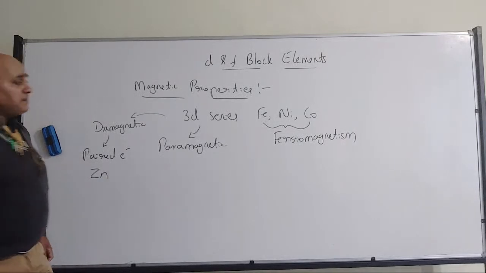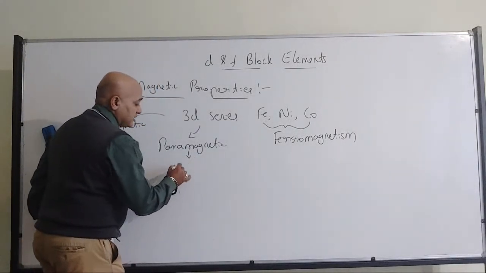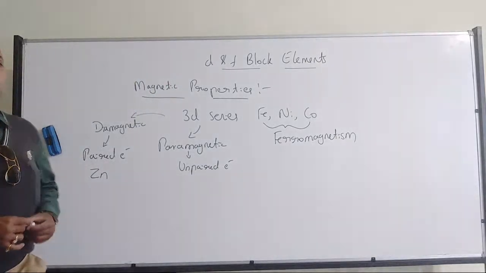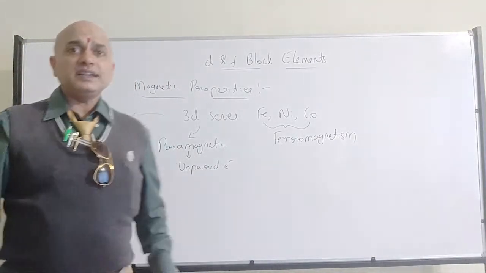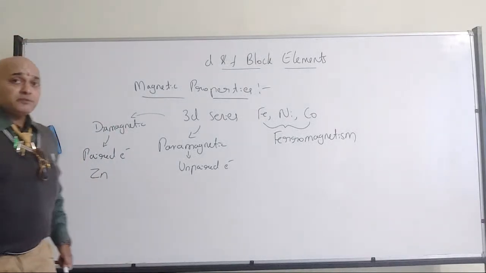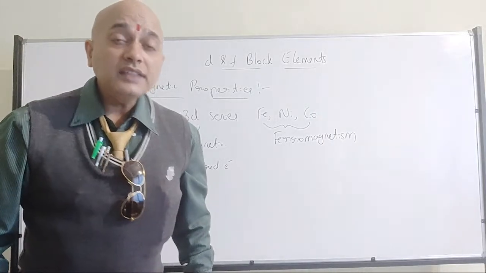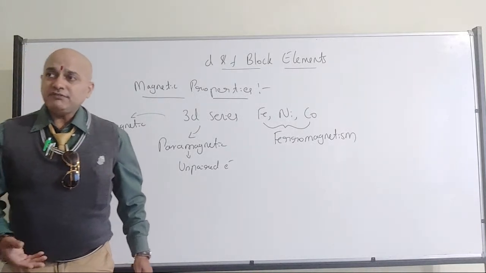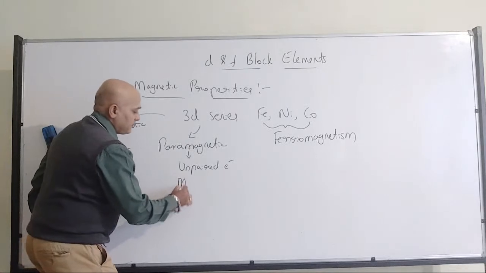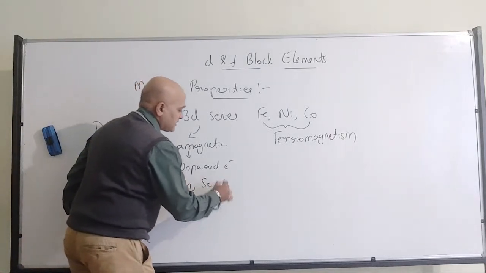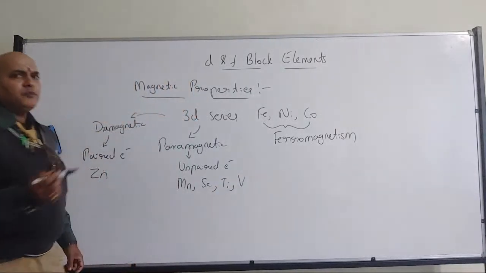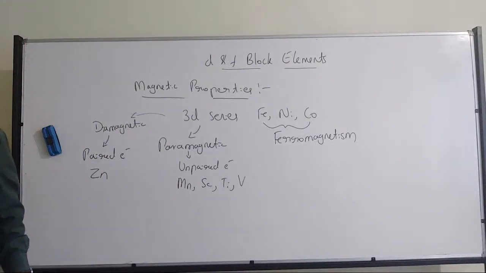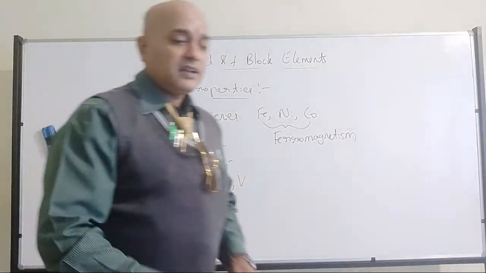Correct. Okay. Now when it comes to paramagnetic, it should have unpaired electrons. Then only they can show the paramagnetic property. Yes, Ravikant, it should be zinc. Purnima, even you are right. So when it comes to paramagnetic, they should have the unpaired electrons. Then we have plenty of examples, like manganese, scandium, titanium, vanadium, chromium, all of them are examples for paramagnetic substances. Got my point?